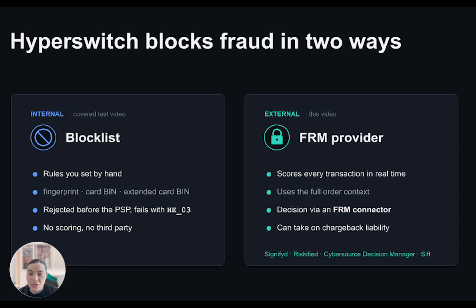The second way is external. Instead of you listing out bad cards one by one, a dedicated fraud provider scores every transaction in real time using the full order context: cart, customer, device, billing, shipping. Hyperswitch sends all of that to the provider through an FRM connector, fraud and risk management, gets a decision back, and acts on it. And the provider can take on chargeback liability, which the block list never does. So this video is all about that second way. External fraud providers like Signifyd, Riskified, and CyberSource Decision Manager. And we'll use Signifyd as our example.